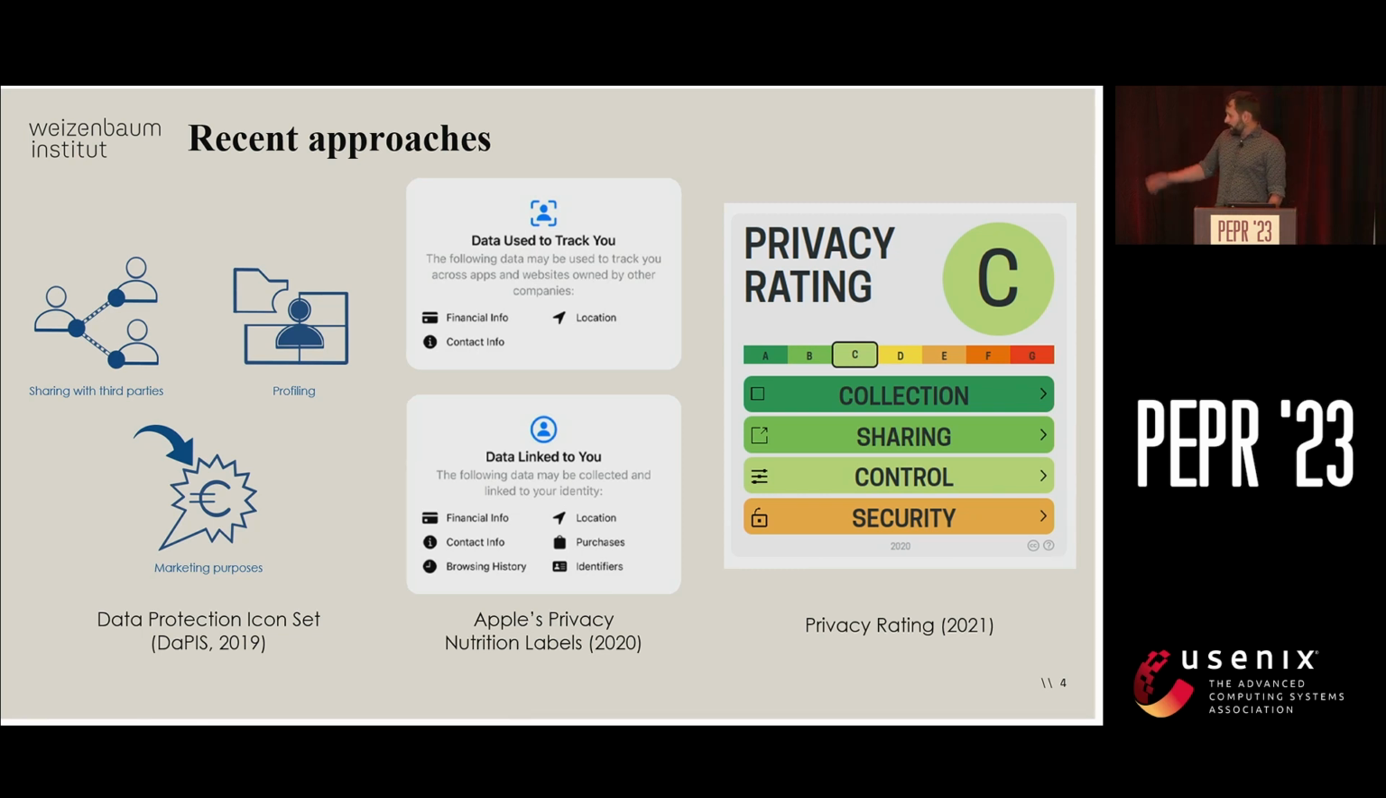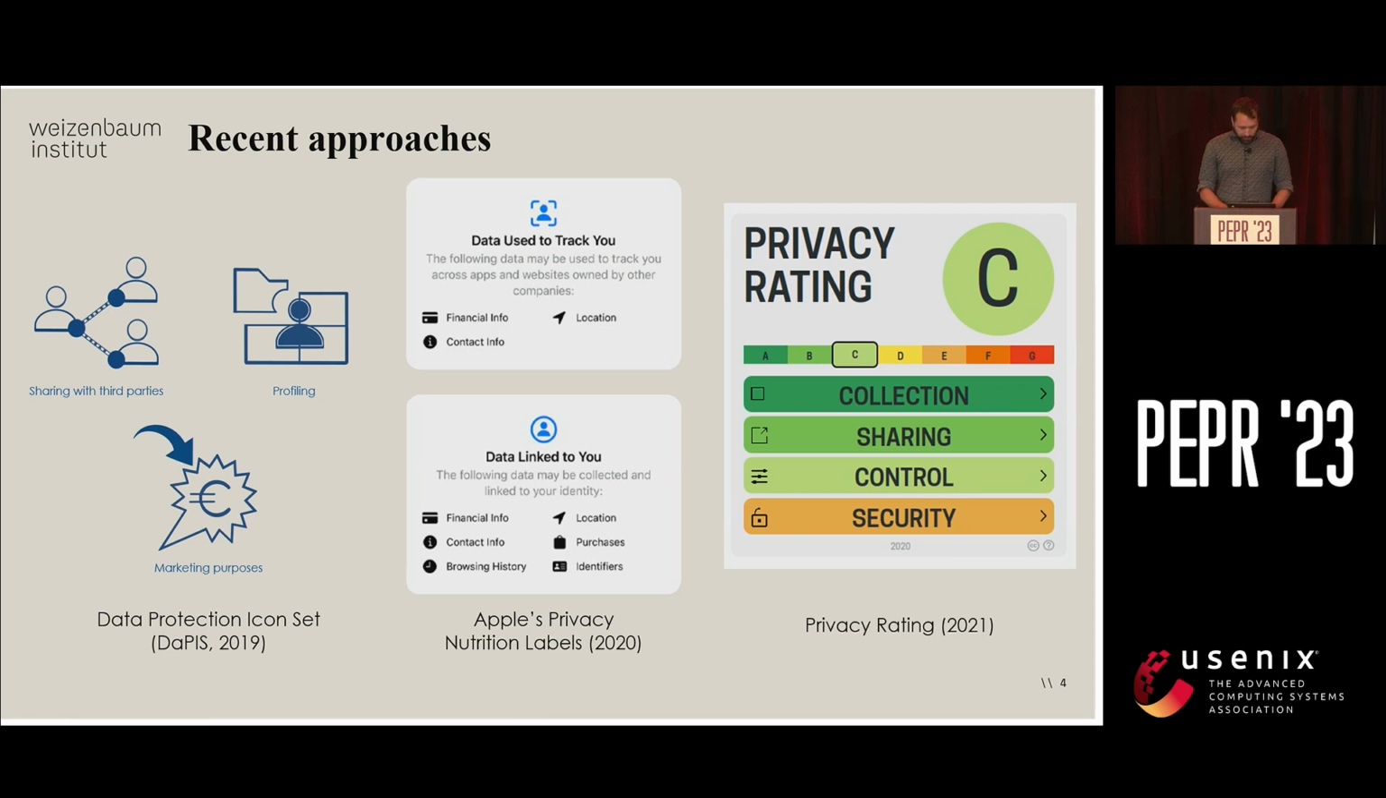And then there's this privacy rating, which is like a nutritional label, right? But still, this is a really abstract kind of rating. It doesn't give you an indication of what a C is. Why is a C better than a D? Why would I even care? I get this abstract information, but I don't really know what to do with it. So the question is, obviously we need to do better than this, and how could we do that?